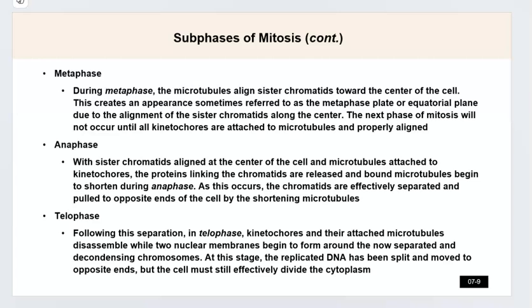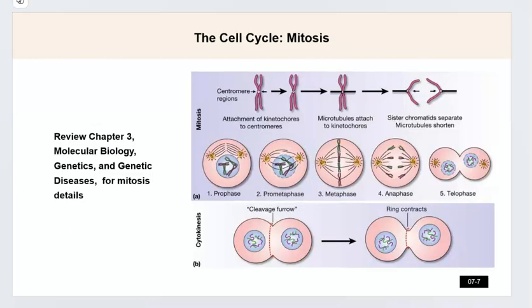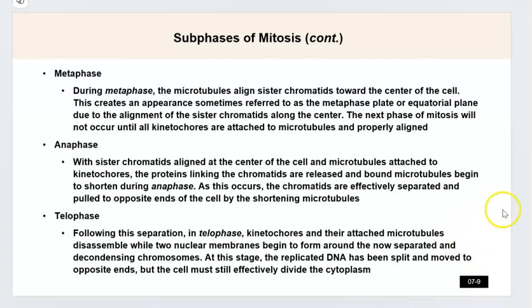Then in anaphase, those outside microtubules begin to shorten, and they're literally now pulling apart the chromatids. So they're separated and pulled to opposite sides. Then into telophase, the two nuclear membranes begin to form around a now separated and condensed or decondensing chromosome. So at this stage of telophase, the replicated DNA has now been split and moved to opposite ends, but now the cell must still effectively divide the cytoplasm.